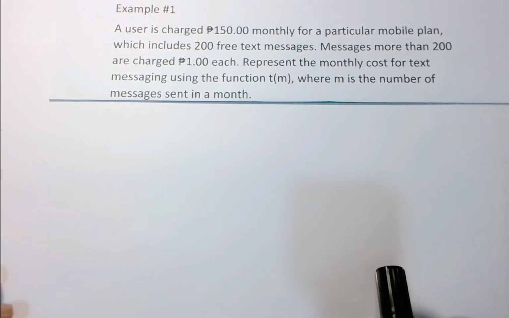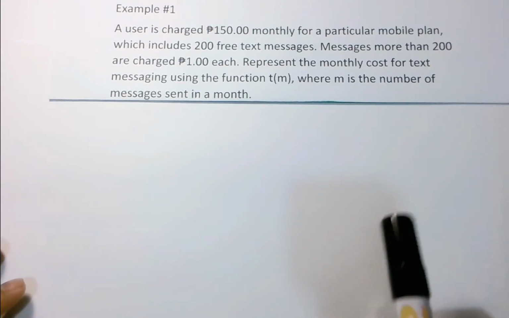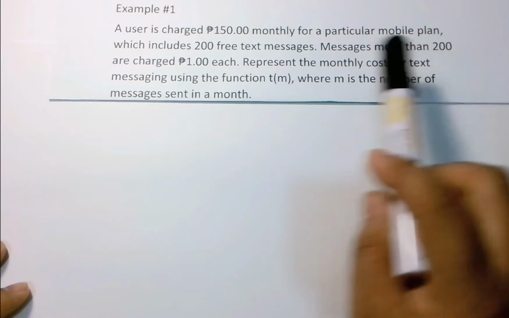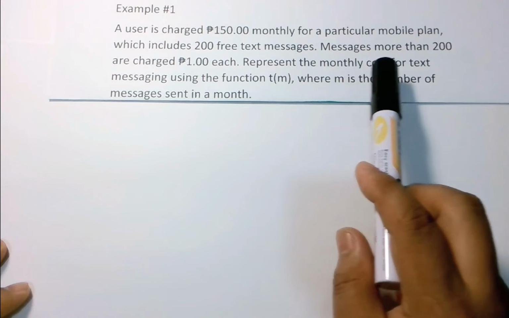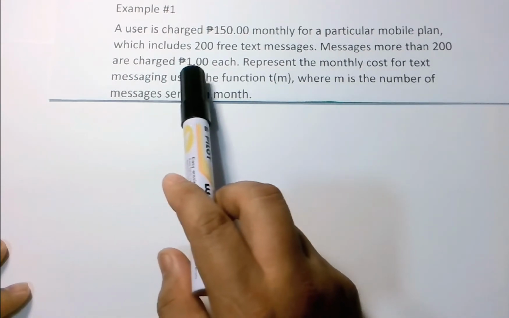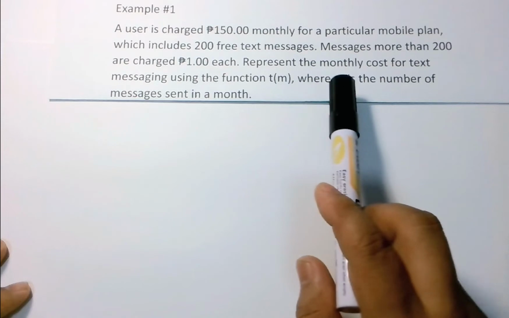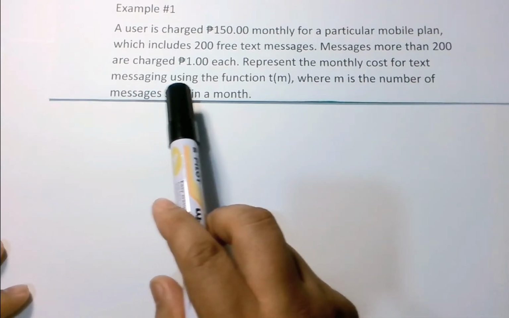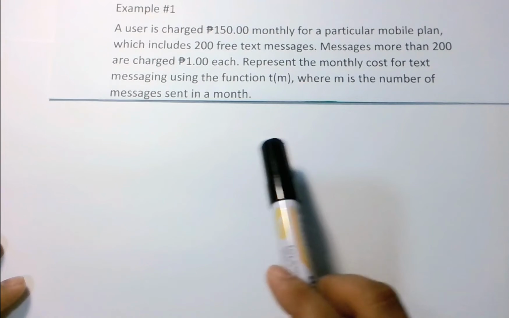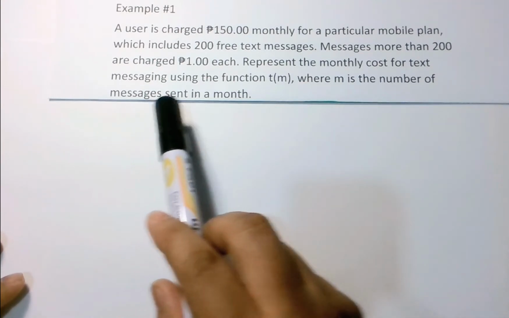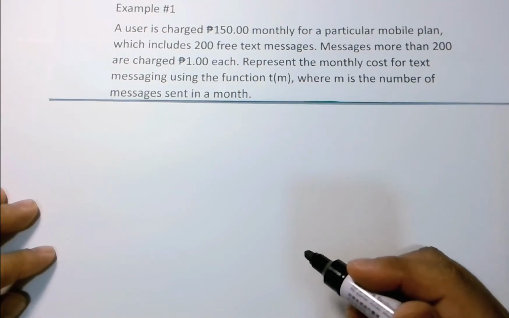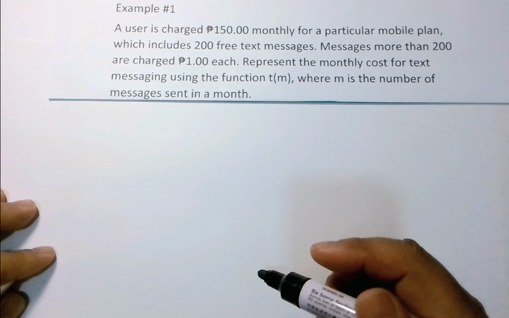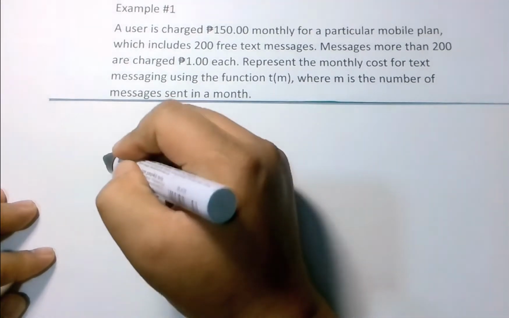Okay, so for our first example, a user is charged 150 pesos monthly for a particular mobile plan, which includes 200 free text messages. Messages more than 200 are charged 1 peso each. Represent the monthly cost for text messaging using the function T of M, where M is the number of messages sent in a month. So let's represent this problem into function using T of M.